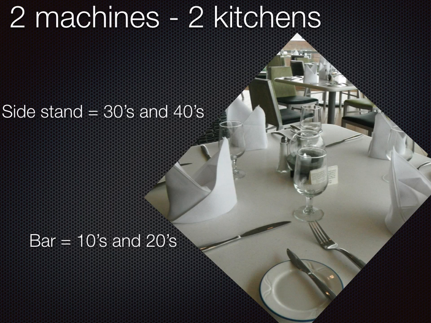It's important to remember that most rooms have two machines, and thus each machine relates to the two different kitchens that support the room. For example, in 211, the machine that's located on the side stand is meant to be used by the servers in the 30s and 40s, which of course relates to where they get their food, which is kitchen 210. For the servers using the bar machine, these should be the people working the 10s and 20s. And of course, those orders would end up in kitchen 208 or the New World Cuisine kitchen.